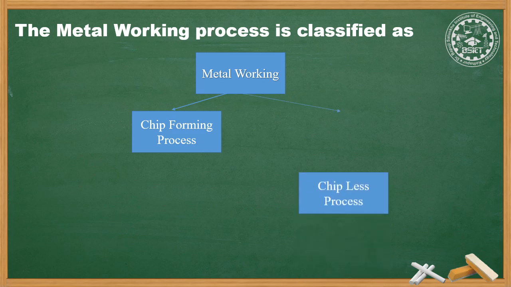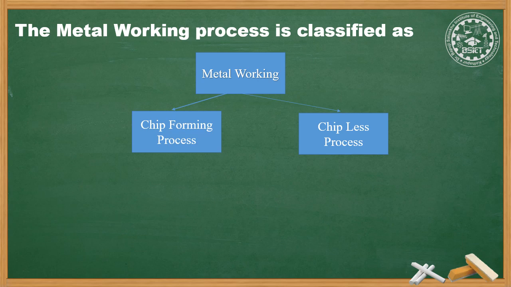Second is the chipless process, in which chips are not obtained, or the material is not reduced in the form of chips, but is reduced in the form of a whole blank. For example, casting, forging, etc.